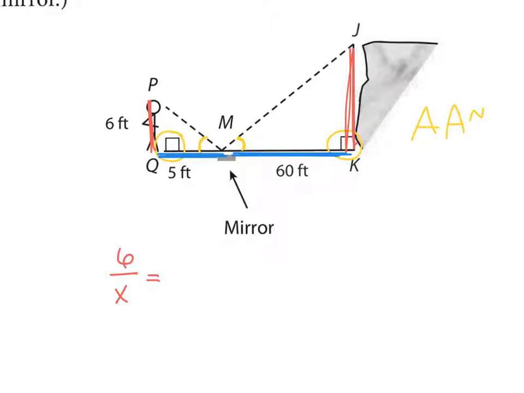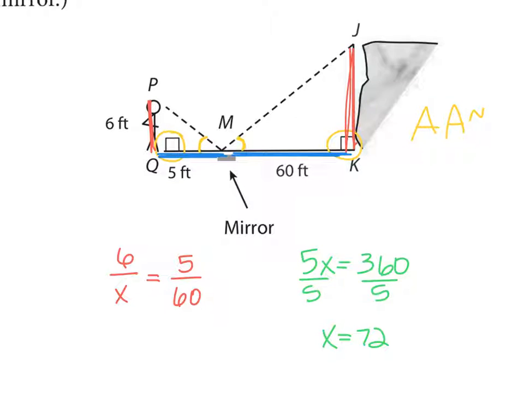So if I do 6 over x, when I set up the other side of the proportion, it's going to give me 5 over 60. And then, same idea, I'm going to cross multiply those. So when I do that, let's see, that's going to give me 5x equals 360. And then divide by 5. I'm pretty sure I'm going to get 72, but let me check myself there. And 72 is right, so that means that the height of the cliff is 72 feet.